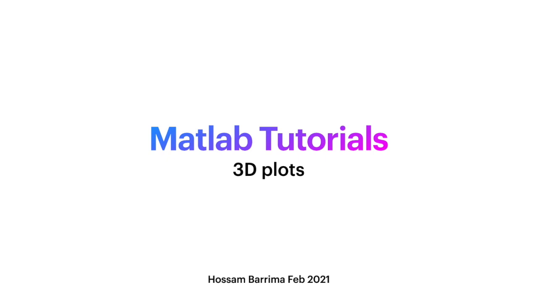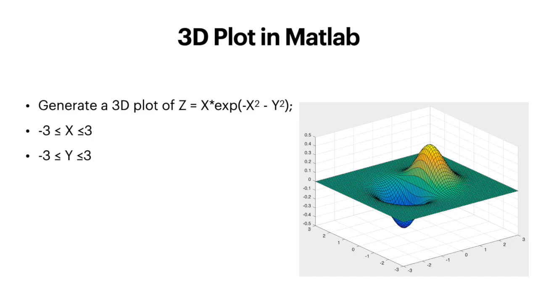Good morning. Today we will cover 3D plots. Our equation is z equals x times e to the power of negative x squared minus y squared, and x and y range from -3 to 3.